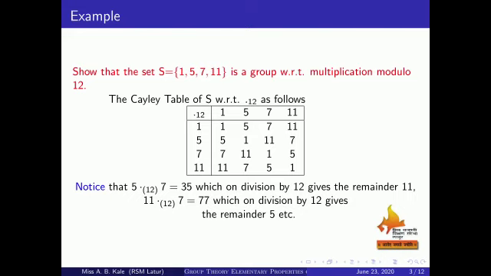Now we have to find the inverse of each element. First, the inverse of 5. From the Cayley table, observe the column where we get the entry 1. For the element 5, 5 into 5 is 1. For the element 7, 7 into 7 is 1. And 11 into 11 is 1. This implies that 5, 7, 11 are their own inverses.